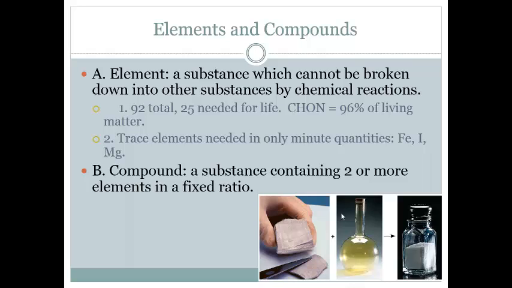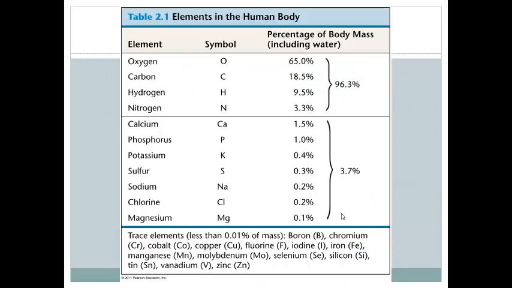We also see other elements that are found in smaller quantities. Some of the other elements that are found in smaller quantities in living organisms are elements like calcium, phosphorus, potassium, sulfur, sodium, chlorine, and magnesium. We will see all these elements during the course of AP Biology.